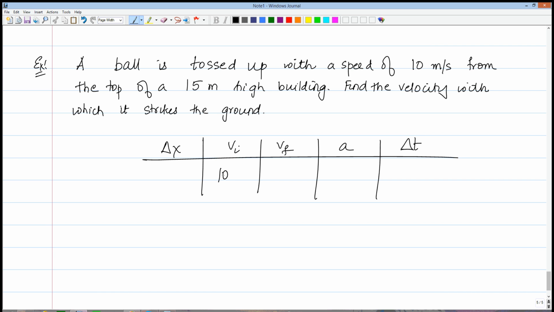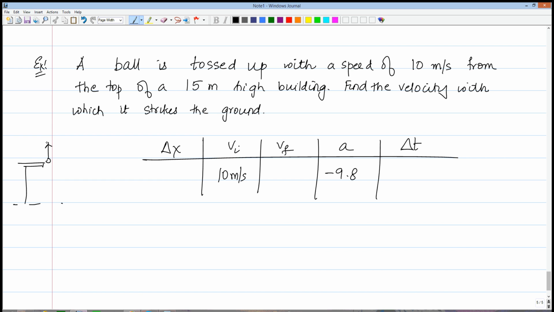Vi we know is 10 meters per second. A is negative 9.8. And the important thing here is to figure out what delta x is. Okay, so what is the displacement of the object? People do a lot of unnecessary stuff here sometimes. But this is what is happening.